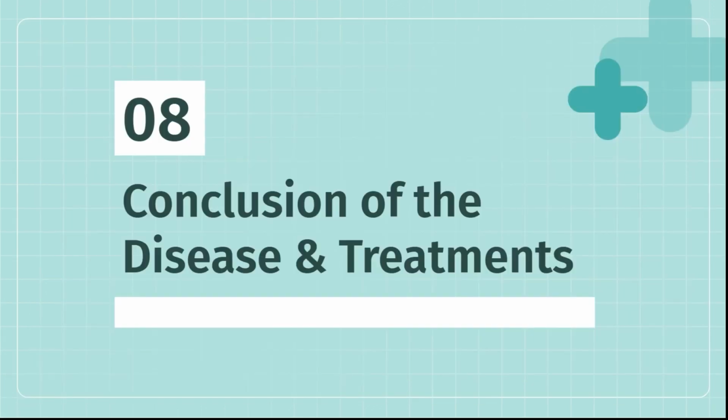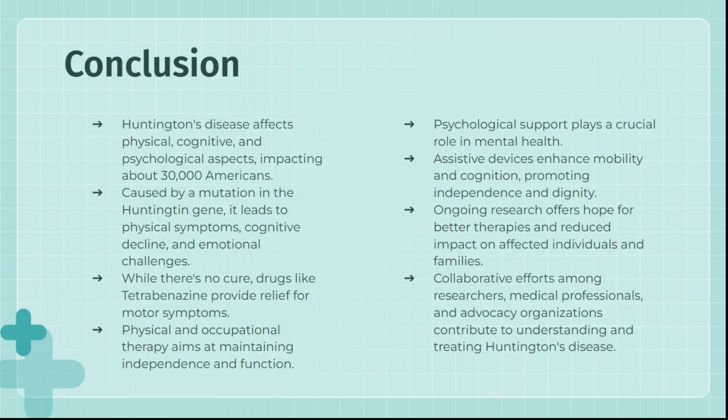Finally, the conclusion of the disease and treatments. Huntington's disease profoundly affects physical, cognitive, and psychological aspects, impacting approximately 30,000 Americans. On a genetic basis, it is caused by a mutation in the Huntington gene. It leads to physical symptoms, cognitive decline, and emotional challenges. There are many treatment approaches to this.